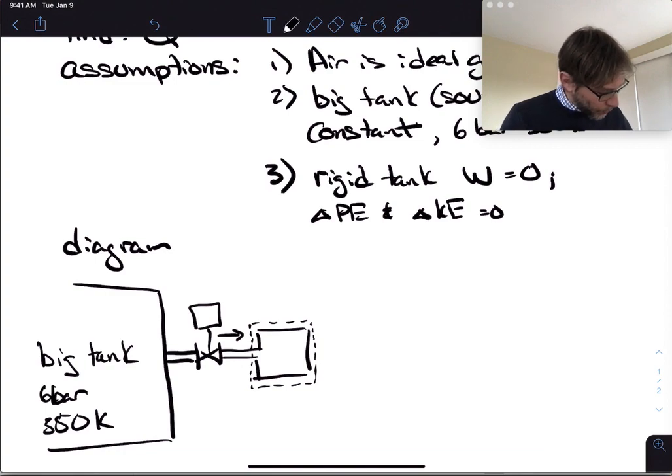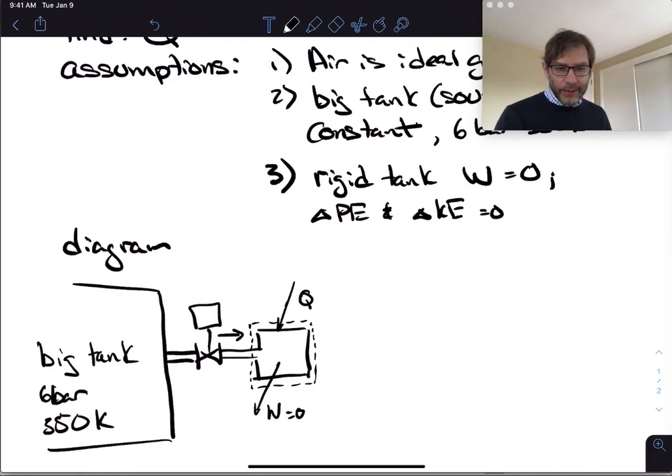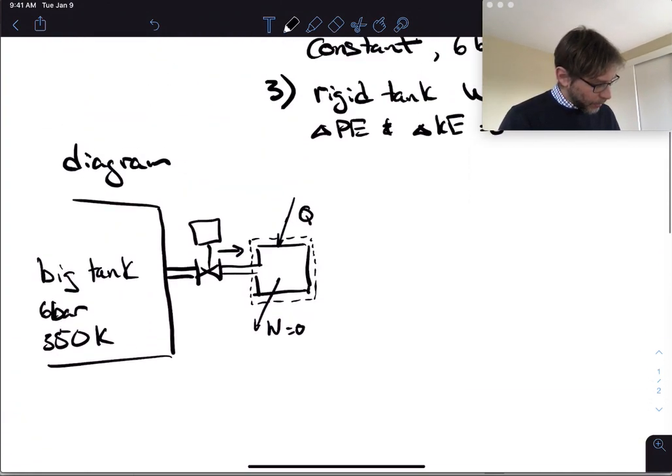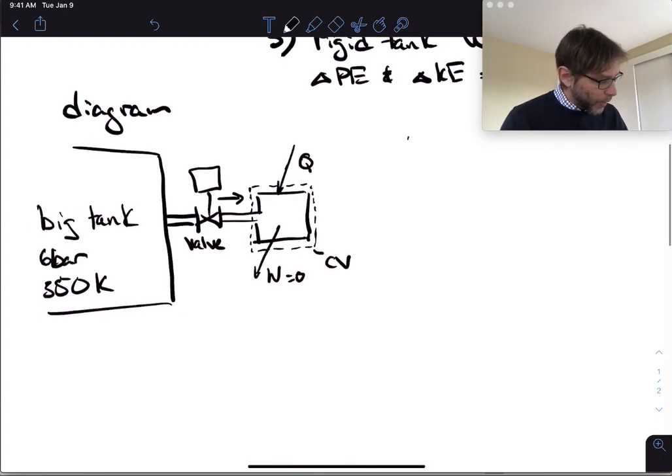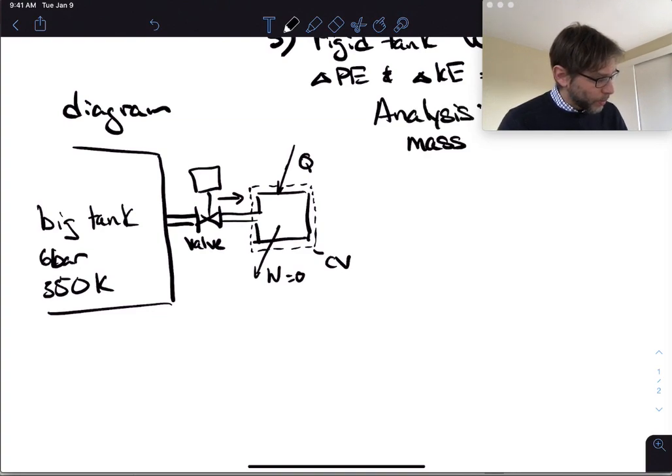Essentially what you've got is Q, and you have no work because it's rigid. And it's not adiabatic, so it's not an insulated tank. It's a tank that has some heat transfer from it. So this is the valve, and this is our control volume. Now there's stuff coming in. So let's put the analysis here.